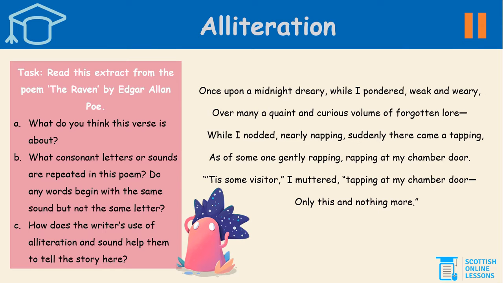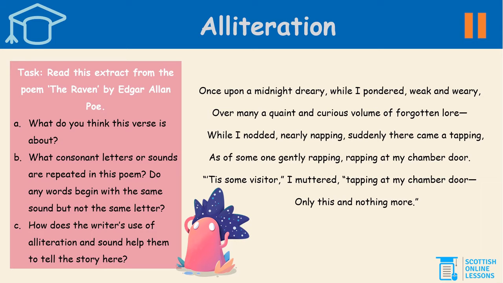Let's see how alliteration works in poetry then. On the screen on the right, you'll see an extract from a very famous poem called The Raven by Edgar Allan Poe. Read it through carefully and then answer the following questions. A. What do you think this verse is about?